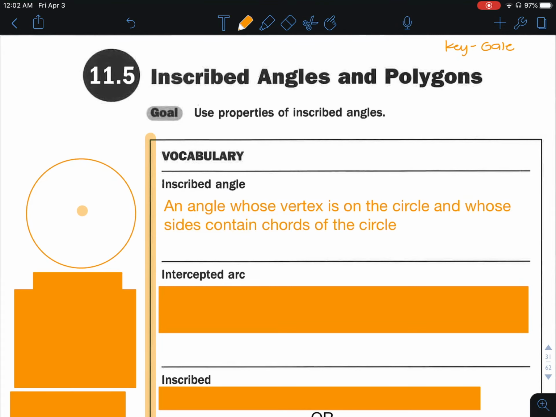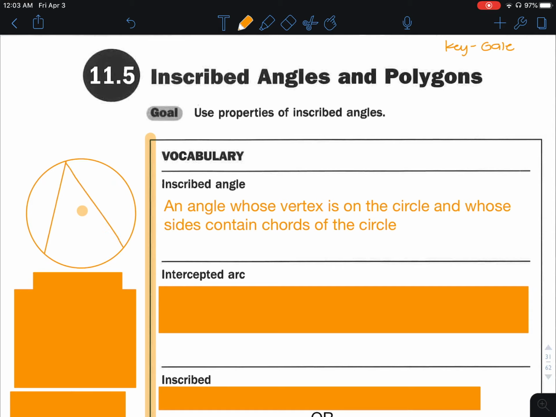So an inscribed angle is an angle whose vertex is on the circle and whose sides contain chords of the circle. So to the left here, I have a circle in the orange. That middle dot is the center of my circle. So an inscribed angle has a vertex on the circle, okay? And the sides are chords. So in my circle right now, I'm going to draw a couple chords. We know chords to be segments within a circle that go from one side to the other, okay, but do not go through my center. So here is an example of a chord.